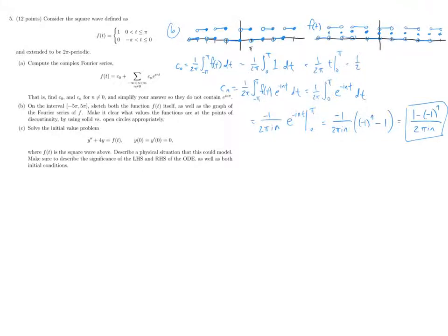And then part C, solve this initial value problem, where f is the square wave above. So the first thing you should do is y of t equals y h of t plus y p of t. And y h of t, so this thing here solves y h double prime plus 4 y h equals 0. You should right away recognize immediately that y h of t is a cosine of 2t plus b sine of 2t.